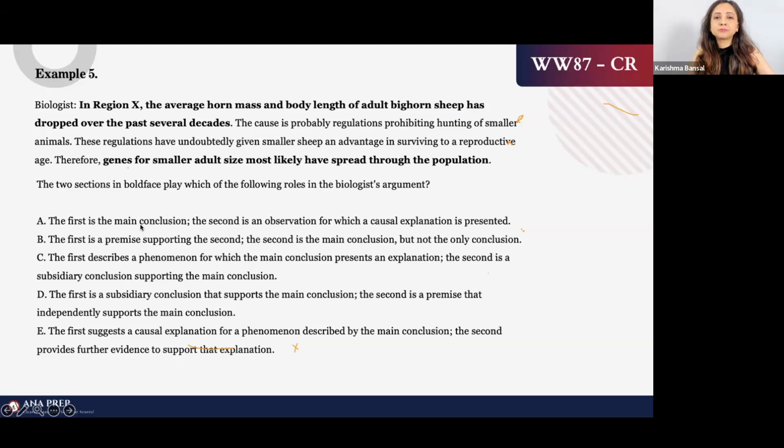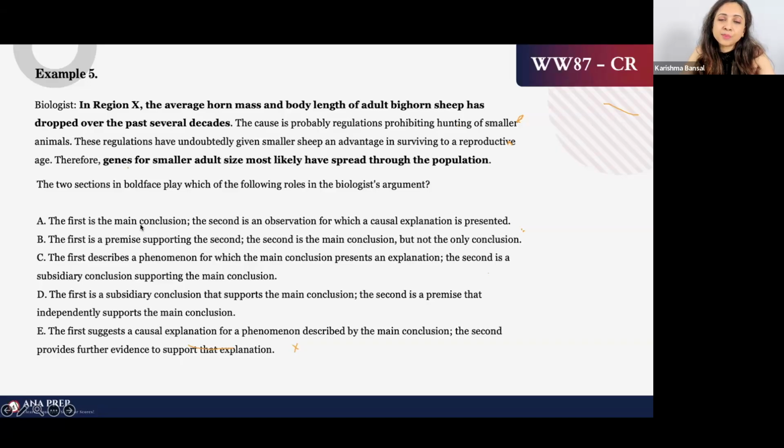So the first thing that you have to do, in fact in all the critical reasoning questions, is you have to get the main conclusion. In region X, the average horn mass and body length of adult bighorn sheep has dropped over the past several decades. Okay, so this is an observation, right? Something, an average, that has happened over the past several decades. Fine. The cause is probably regulations prohibiting hunting of smaller animals. These regulations have undoubtedly given smaller sheep an advantage in surviving to a reproductive age. Therefore, genes for smaller adult size most likely have spread through the population.